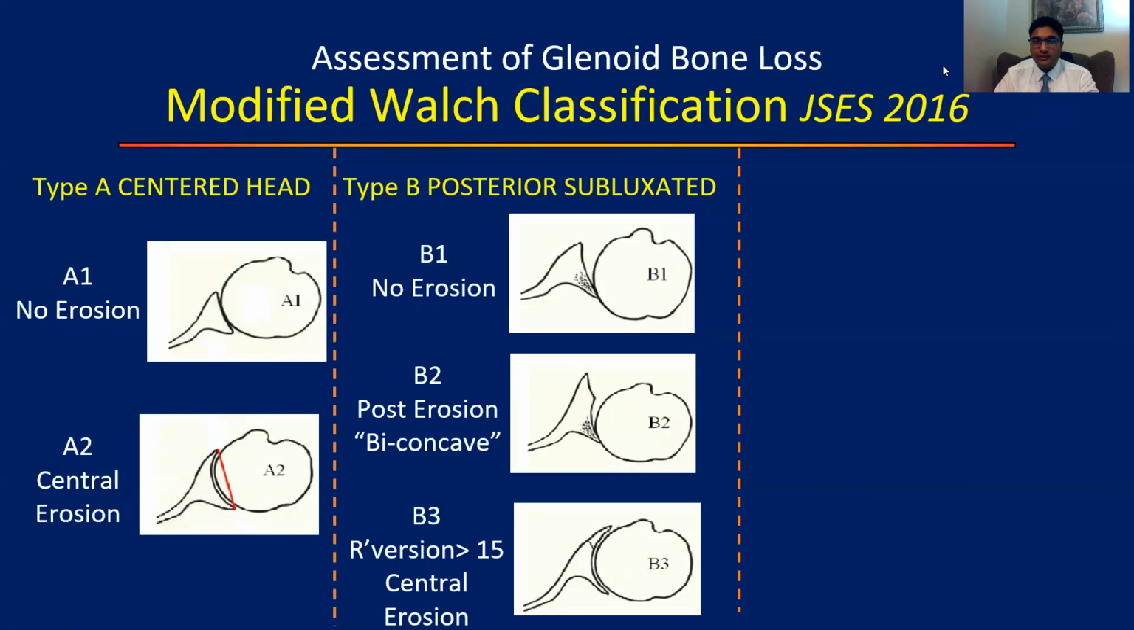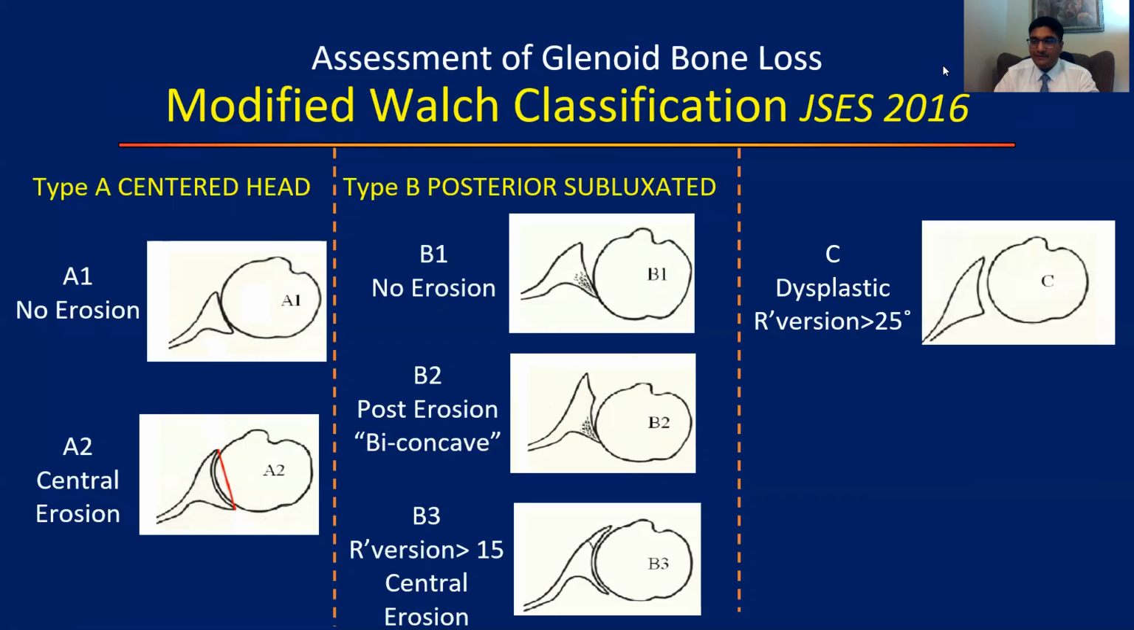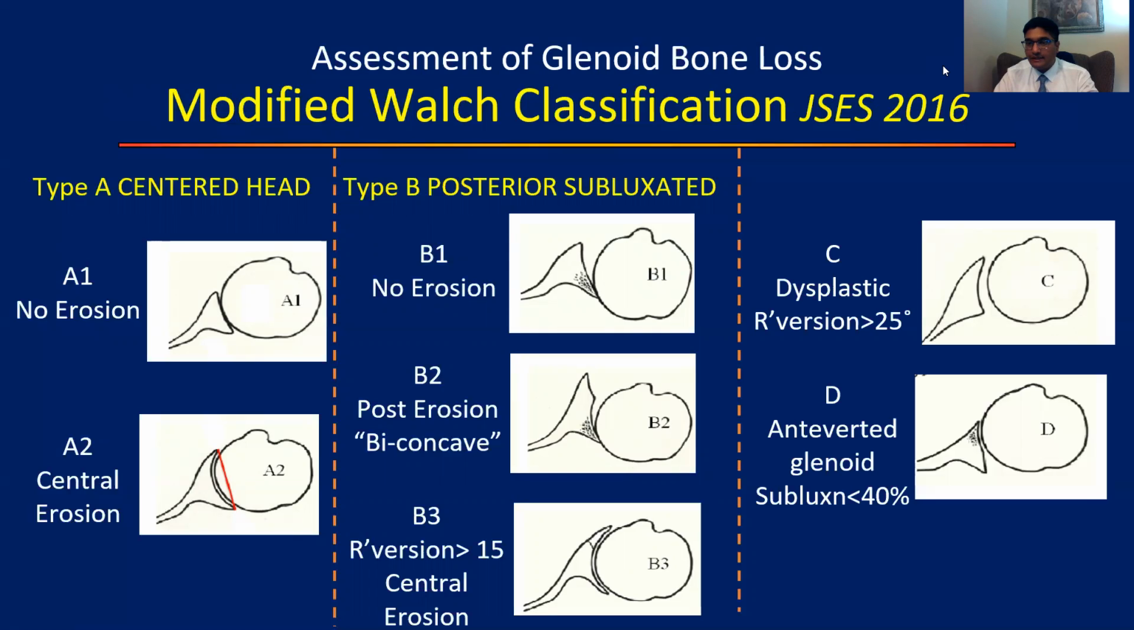B1 is without erosion. B2 is biconcave with posterior erosion. B3 is a retroversion of more than 15 degrees but with a central erosion. Type C is a dysplastic glenoid in which the retroversion is more than 25 degrees. And type D is an anteverted glenoid with a subluxation of less than 40%.